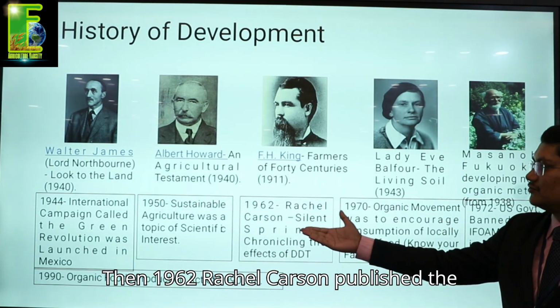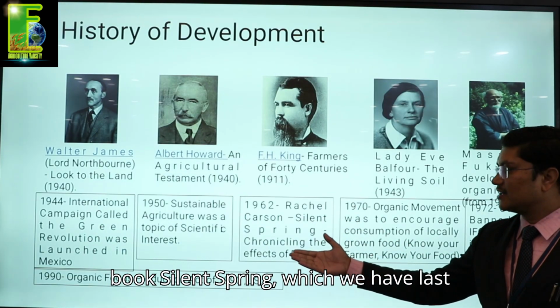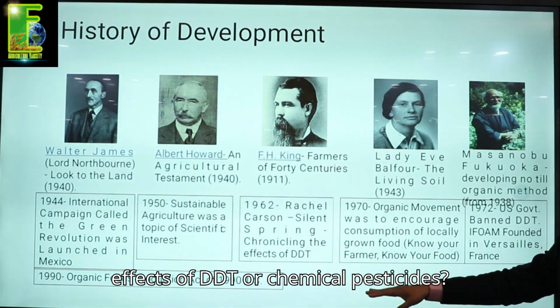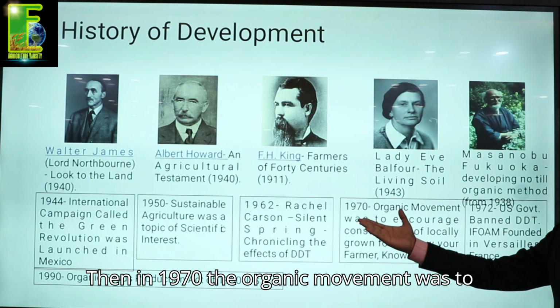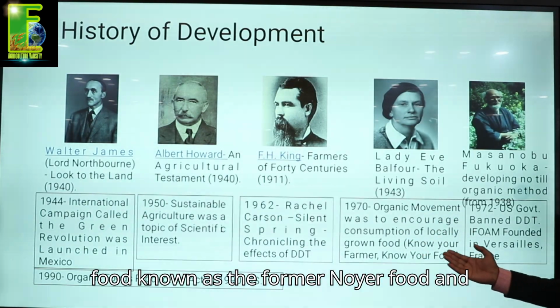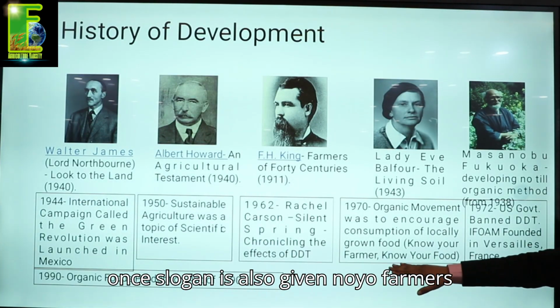Then in 1962, Rachel Carson published the book Silent Spring, which we discussed in the last slide. There she mentioned the effects of DDT and chemical pesticides. Then in 1970, the organic movement was to encourage consumption of locally grown food, known as the farmer know your food movement. And one slogan was also given: know your farmers, know your food.